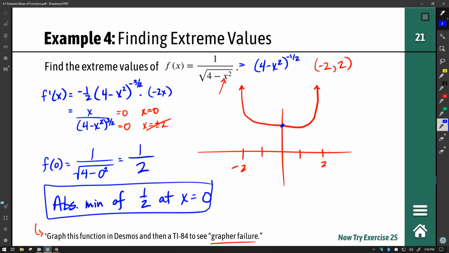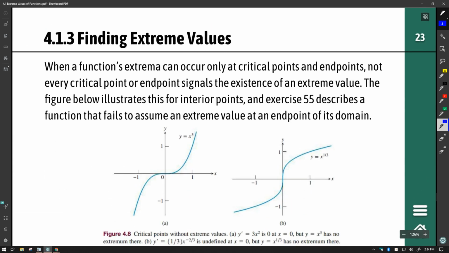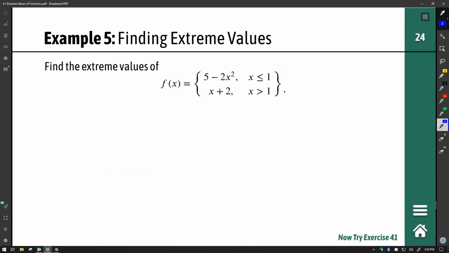I'm going to leave exercise 25 to you. And as a matter of fact, I'm going to leave 4.1.3 extreme values and critical values, along with the examples that go after, to you to take a look at on pages 206 and 207 of your text or in class, and that will do it for this video.